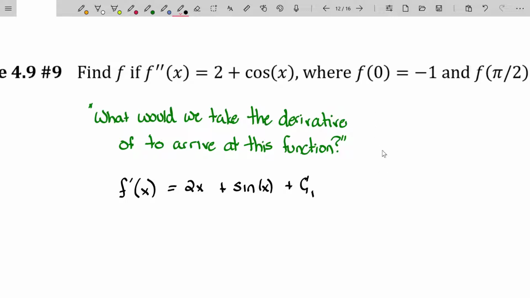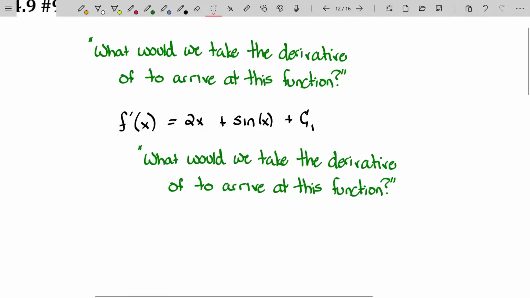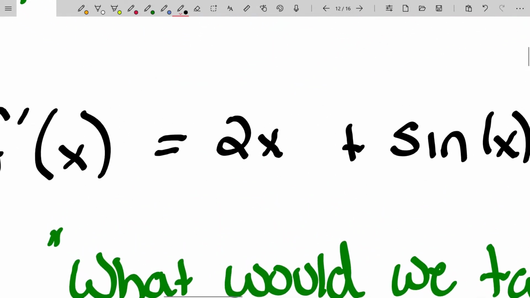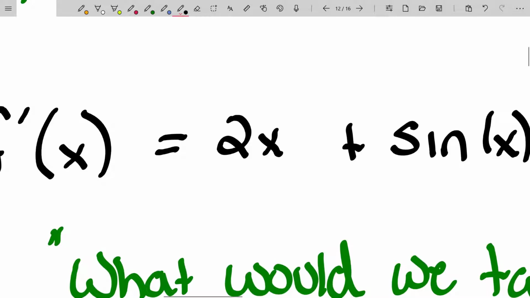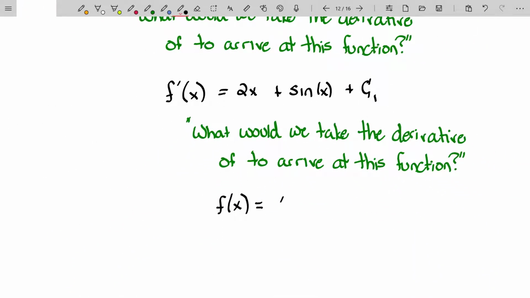And then, looking at this right here, we ask ourselves that ever important question: what would you take the derivative of to arrive at that function? Well, the function f is what I'd take the derivative of. All right. Well, let's see. What's the antiderivative of 2x? You'd add 1 to the power, so it'd become an x squared, and you would divide by 2. So those 2's would cancel, and you would just have x squared. Look how easy it is to check to make sure that's right. Take the derivative of x squared, you get 2x.